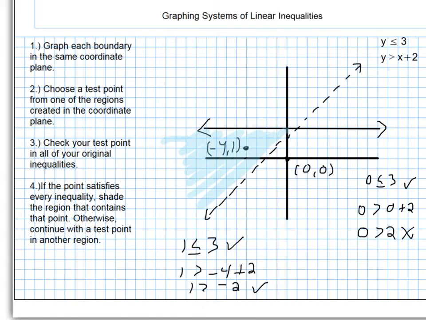It does extend forever and ever in this direction, and it does include this boundary line on the top, or at least that boundary ray. It does not include the points along the dashed line here. And that's how you graph a system of linear inequalities.